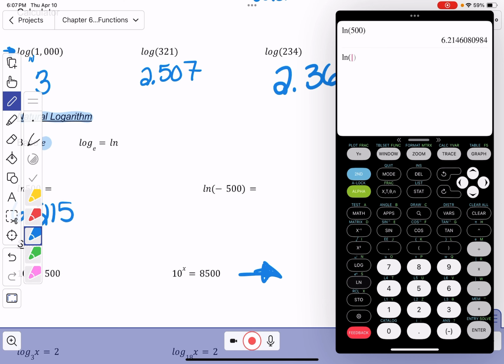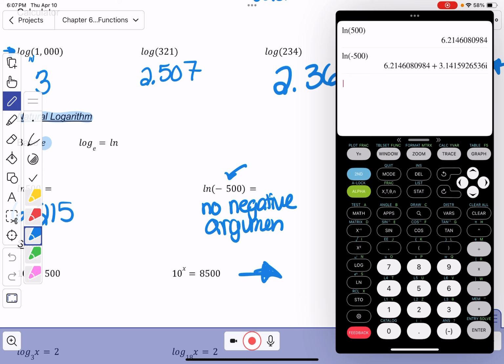If you type ln negative 500, you're either going to get an error or you're going to get an i because it's not real. Remember, you can't have a negative argument. So for the purposes of what we're going to do, there's no real solution. On your calculator, it'll look weird like this with a plus and an i. So that's what that negative is going to do.